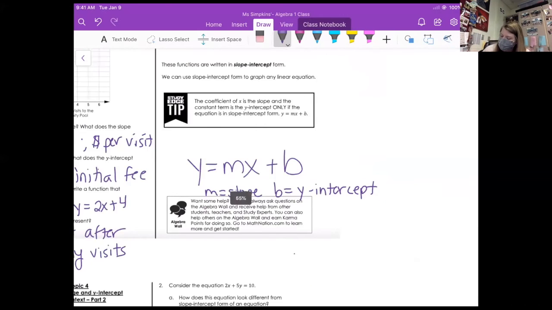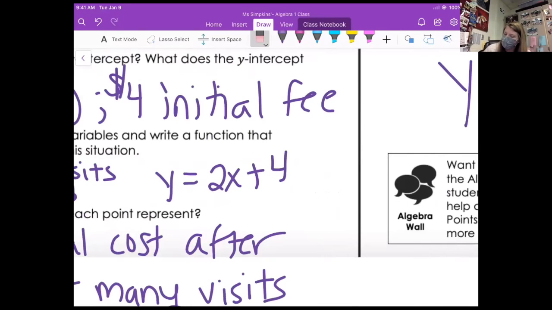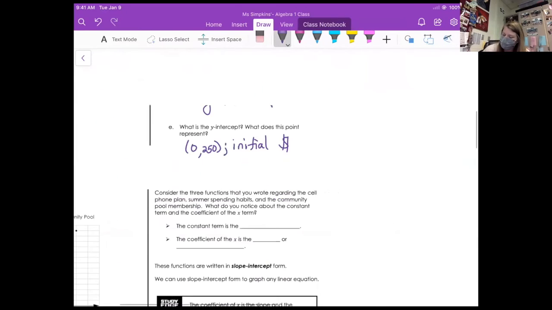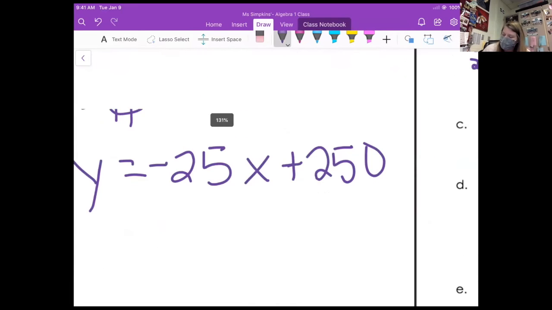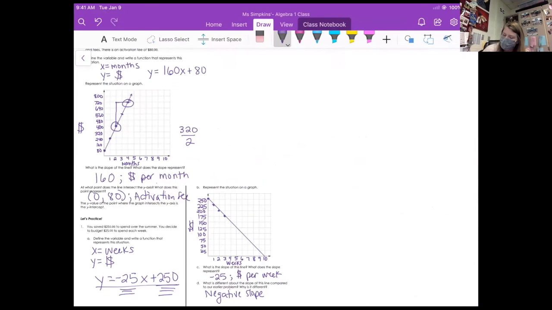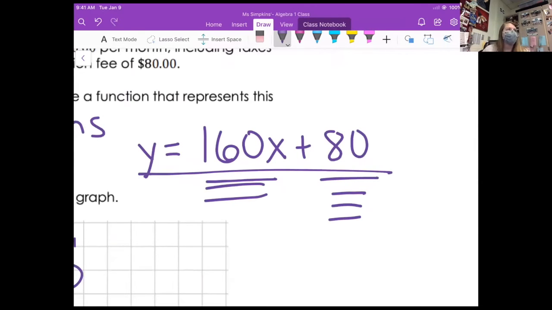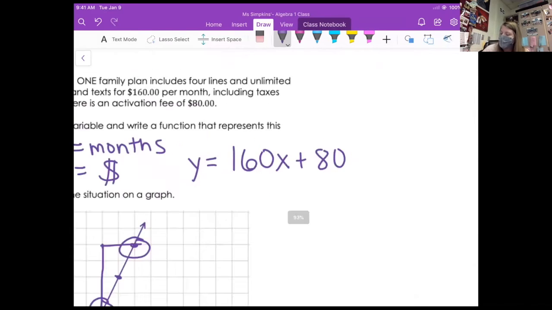So if you look back at all these examples, on the one we just did, Y equals mx plus b. 2 was M, 4 was B. The one with the $250, Y equals mx plus b. Negative 25 was M, our slope. 250 was our Y intercept where it touched the Y axis. The first one we did, 160 x plus 80. Y equals mx plus b. 160 was the slope. 80 was the initial fee or the touching the Y axis.